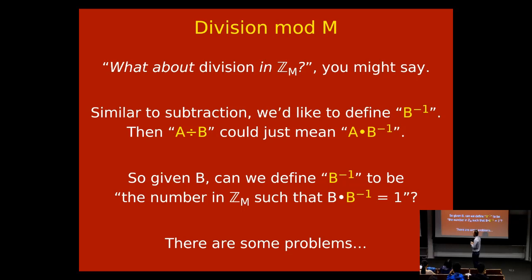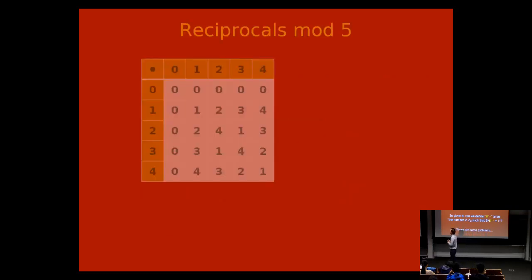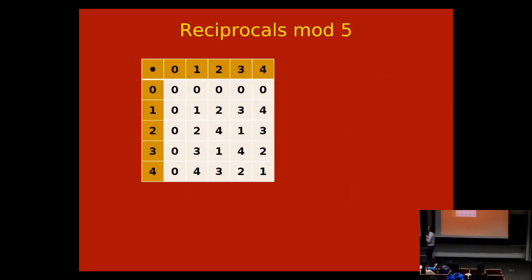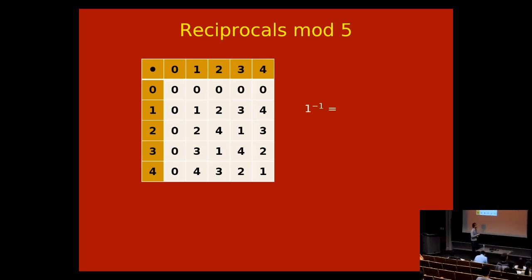But there's a bit of a problem with this. So let's take a look at what happens if we try to do this. Let's look at the reciprocals of numbers mod 5. OK, so 1's reciprocal should be what? 1. Yeah, you look in this table and if I multiply by 1, I get 1. Perfect. 2's reciprocal is 3, because there's the 1. 2 inverse is 3. And that's really because 2 times 3 is 6, which is the same as 1 mod 5. And 3's reciprocal is 2. And 4's reciprocal is 4.